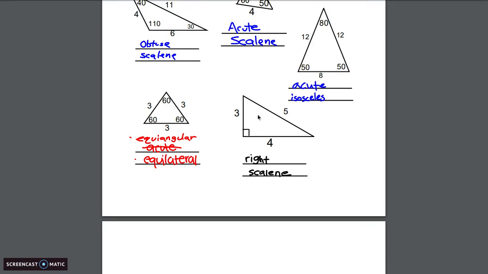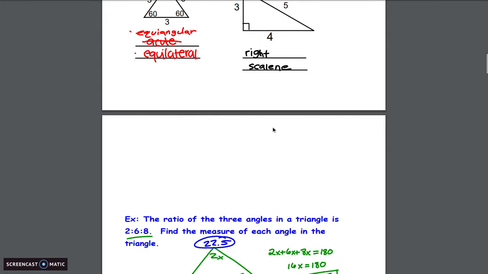I can't. All right, and then it's a right triangle because we see this right angle right here, and then it's scalene because all of the sides are different. But we can find out that this would work for the Pythagorean theorem, which is in the next video, because we have this Pythagorean triple, which you'll learn about. That's what the 3, 4, 5 is.